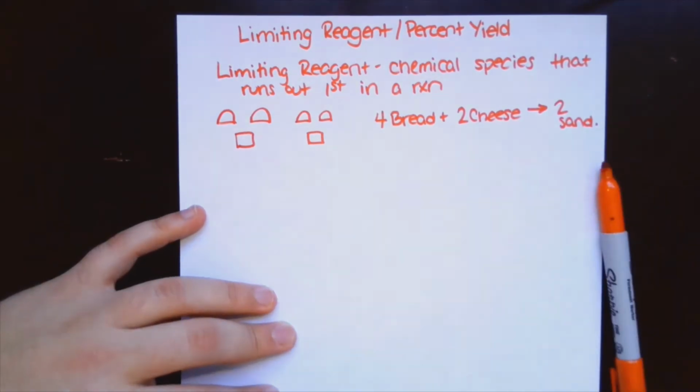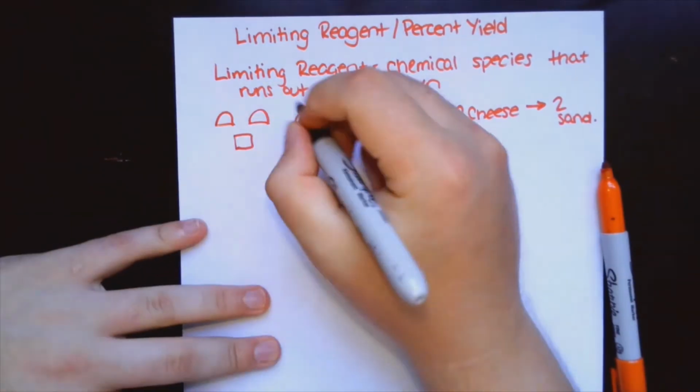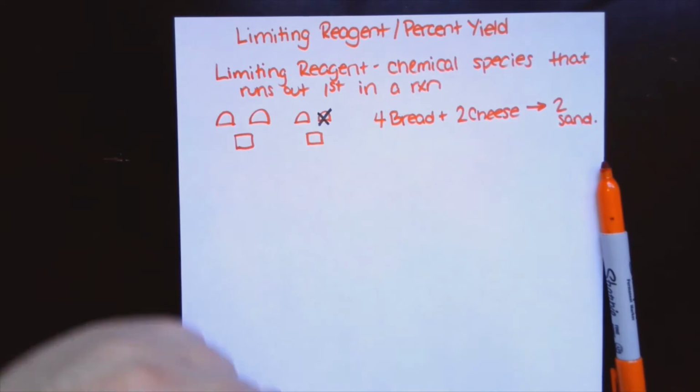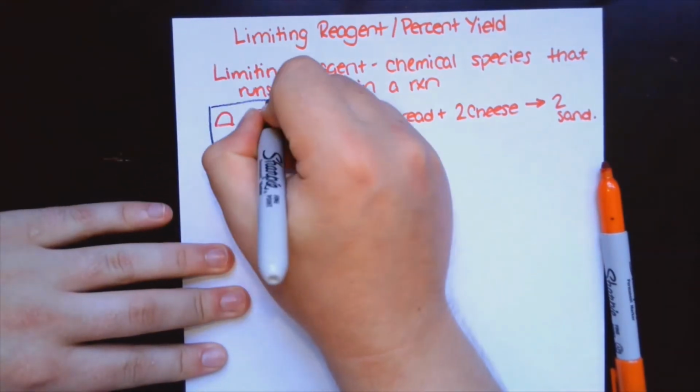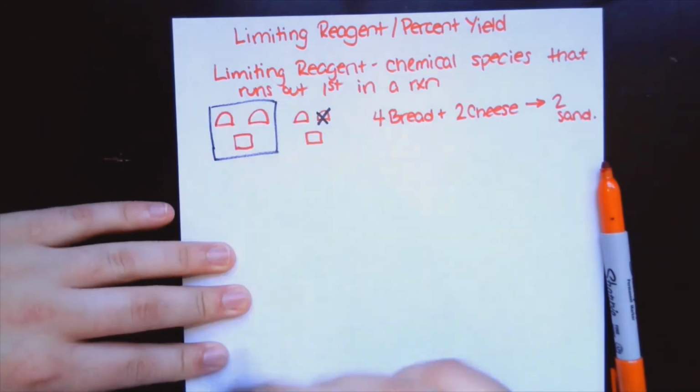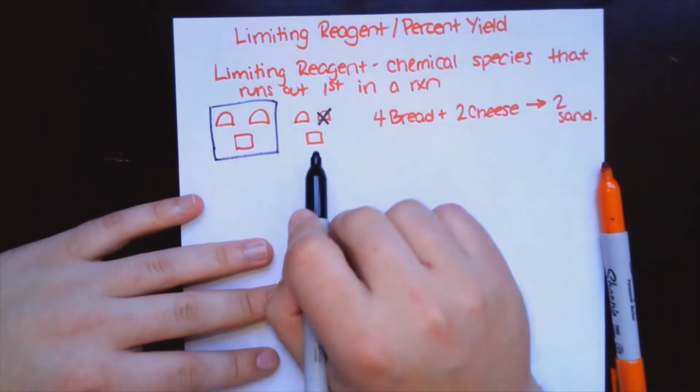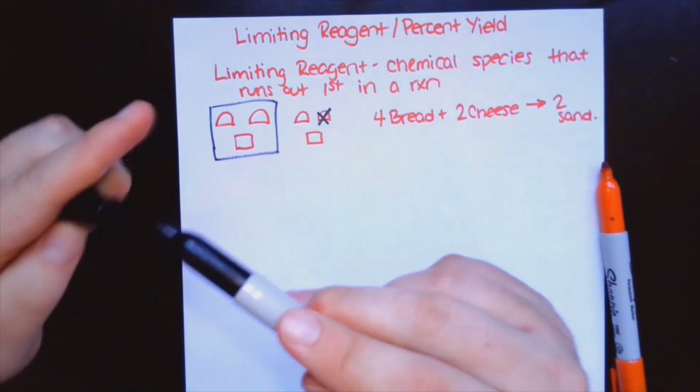So now let's say we have only 3 slices of bread. Right? Well, we clearly still have more bread than cheese. Right? We have 3 slices of bread and only 2 slices of cheese. Now, we can take 2 slices of bread and 1 slice of cheese and make our first sandwich. But then we go to make the second sandwich, and we can't do it.